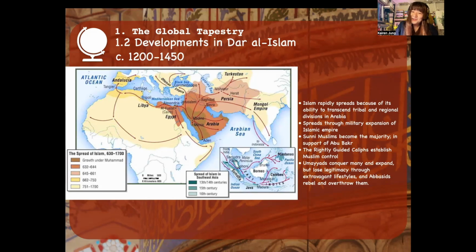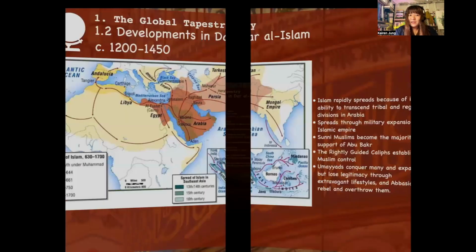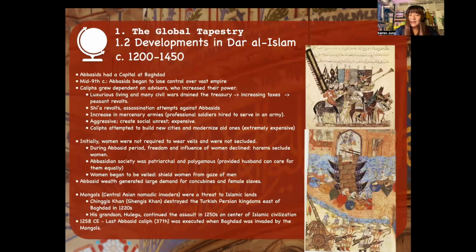and the rightly guided caliphs established Muslim control. The Umayyads conquered a lot and expanded, but they eventually lost legitimacy through extravagant lifestyles, and then the Abbasids rebelled and overthrew them. That's where we're starting with the Abbasids. The Abbasids' capital was in Baghdad, an ancient city. And in the mid-9th century, the Abbasids began to lose control over their vast empire.